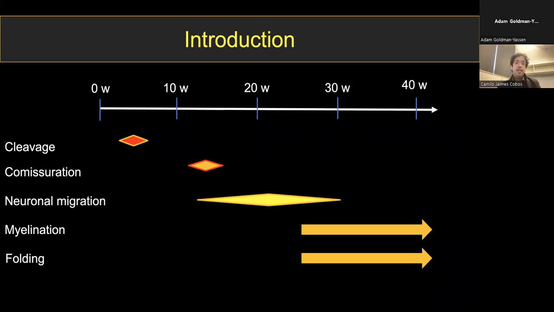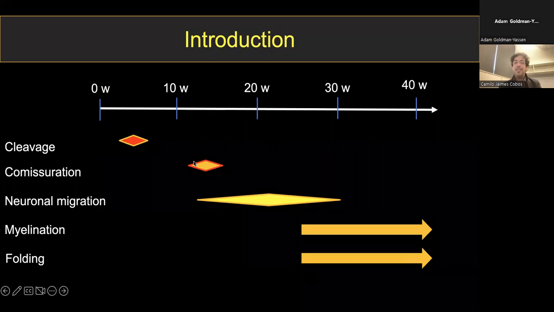So here, I'm trying to highlight a few of the processes that take place during normal human brain development. Very early in gestation, in the first 10 weeks, we have the cleavage of the hemispheres. The commissures are formed really early on, truly by 12 weeks. You see them histologically. Neuronal migration is incredibly active, starting right at the cusp of the start of the second trimester, and it goes all the way to the early third trimester. And myelination kicks in around 26 weeks of gestational age.